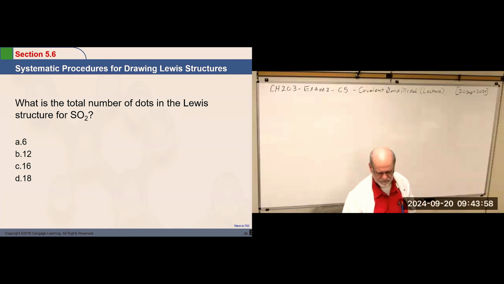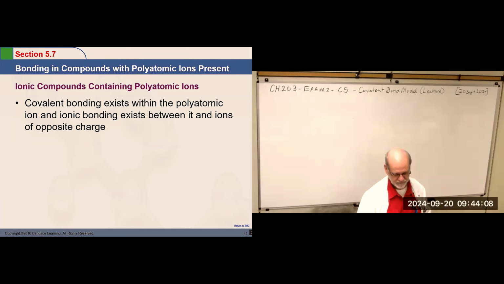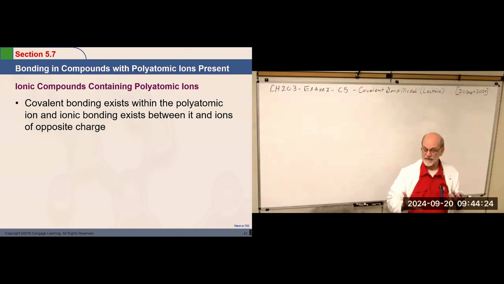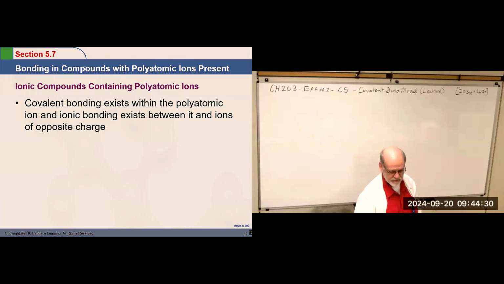Okay, total number, we did this one before. The total number here would be 18. Right? Sulfur and oxygen in the same family, they have 6 valence electrons each. 3 times 6 is 18. So remember, some ionic compounds contain polyatomics. Right? We went through that in the naming convention. Polyatomics are covalently bound atoms in a unit that happens to have a charge. Right? So within the polyatomic is covalent, but from the polyatomic to its neighbor is ionic.